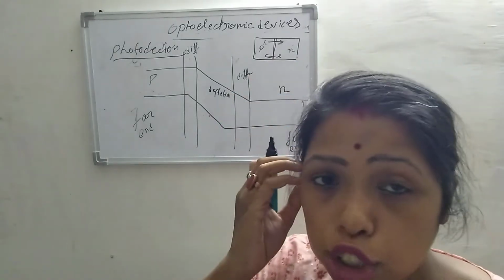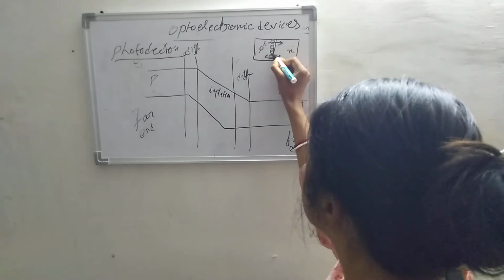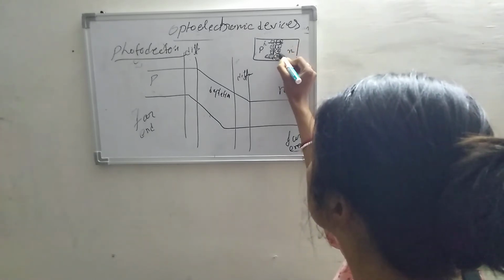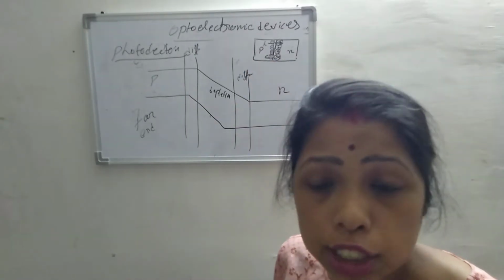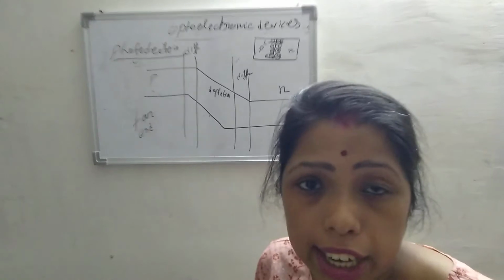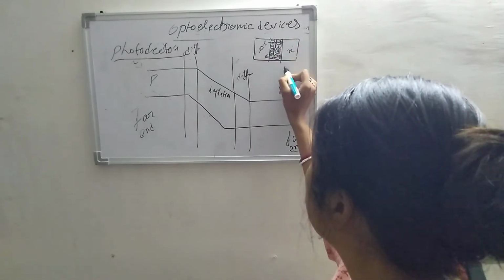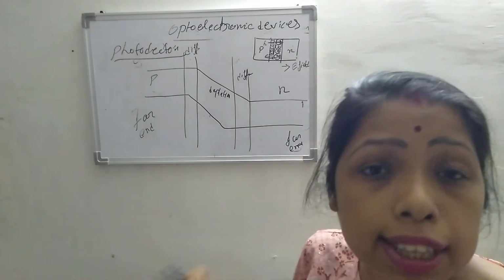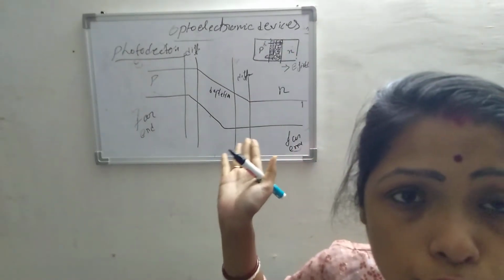Due to this diffusion, immobile negative ions are created near the junction on the P side, and immobile positive ions are created near the junction on the N side. These are bound, immobile ions and will not produce any free carriers. Due to these immobile negative and positive ions, a barrier is created, which creates an electric field in this region. This barrier opposes the flow of current. Due to the barrier, further electrons and holes will not move through the junction.